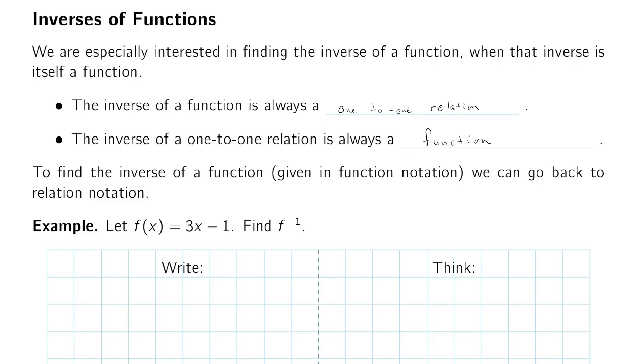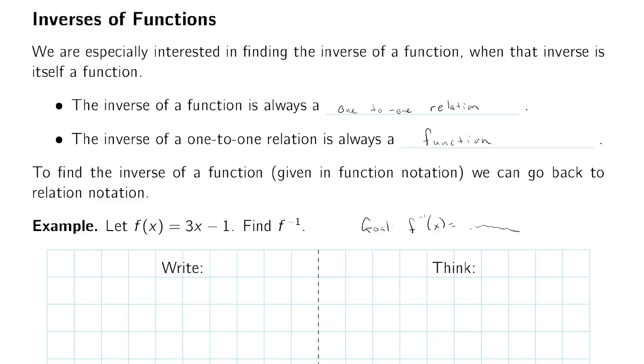When we have such a thing, when we have a one-to-one function, we can take a function and write its inverse also as a function. So here we have just an example, which I'm going to tell you the inverse of this relation is going to be a function. We have a function f of x equals 3x minus 1. We want to find f inverse. And our goal is to say f inverse of x equals some expression in x, right? So our goal is to be able to give the inverse in function notation.